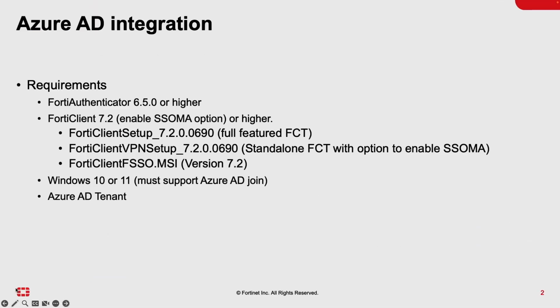Here are the requirements. You need to be running FortiAuthenticator 6.5 or higher. You need to be running FortiClient 7.2, and you need to enable the single sign-on mobility agent option. There's three different flavors of FortiClient that you can use. You can use the full FortiClient that you would be using with your FortiEMS environment. If you don't have FortiEMS, then you can use the FortiClient VPN setup, which is the standalone FortiClient that does not require FortiEMS.